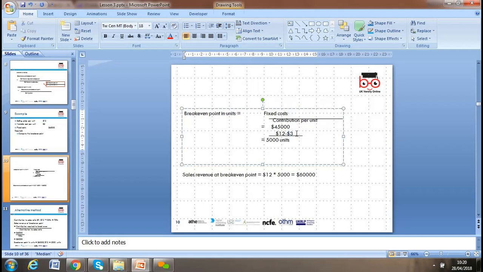So our formula is fixed cost divided by contribution. So fixed cost 45,000 divided by 9, we get our answer: 5,000 units. If we sell 5,000 units, we can stay in business and we will be at break even point.